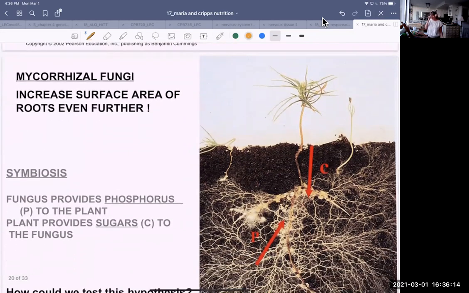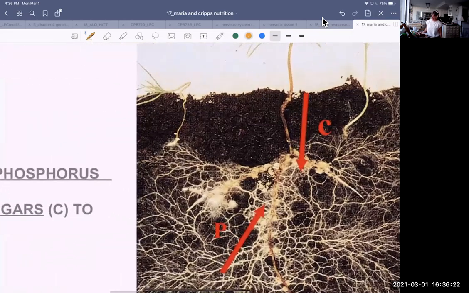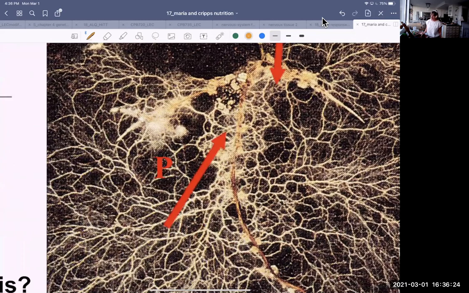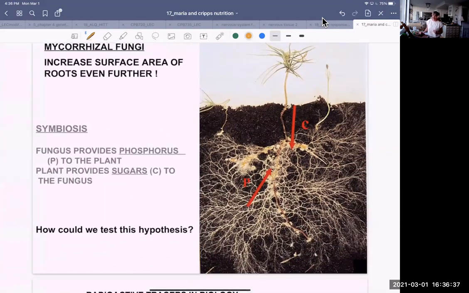So mycorrhizal fungi, very important. It increases the surface area of roots a lot. So when you look at the root system underneath the ground, there's a lot of mycorrhizal activity down there. It looks like a fungus that might be affecting the plant adversely, but it's not. It's just increasing the surface area of the plant. Yeah. And that's a symbiotic relationship. The fungus provides phosphorus to the plant. The plant provides sugar to the fungus.